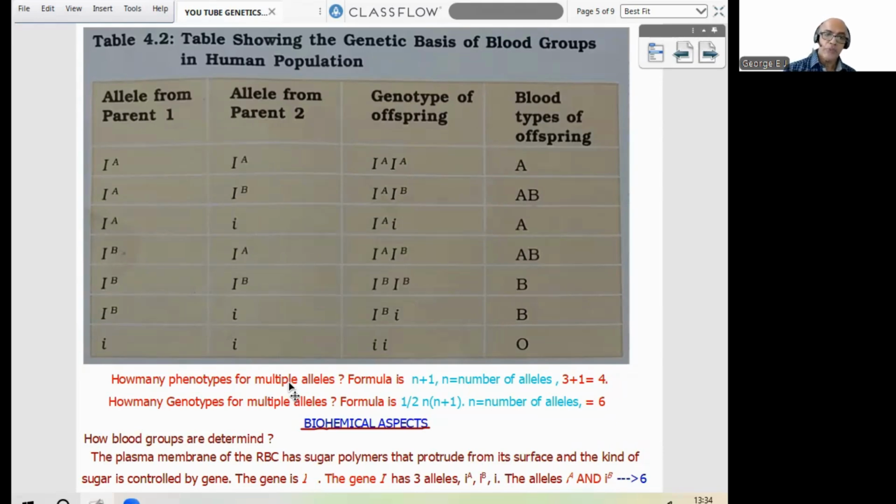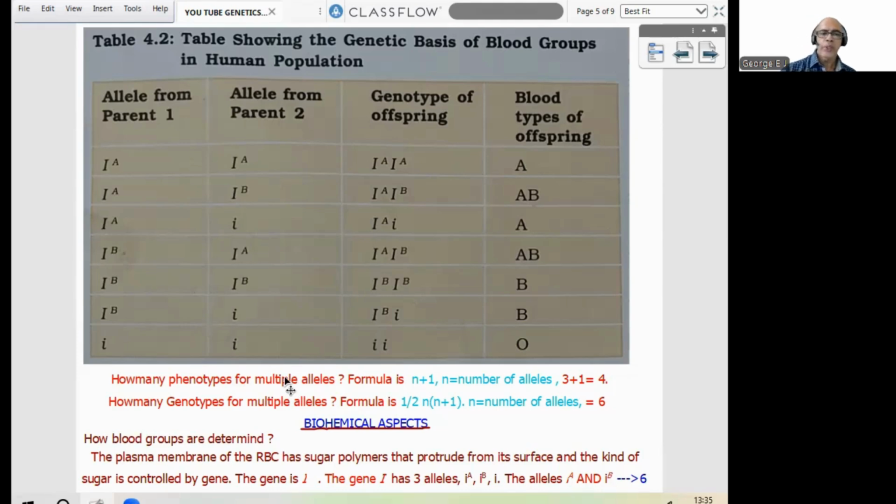How many genotypes for multiple alleles? There is a formula; we can write that formula in a different manner. Half n into n plus 1, where n is the number of alleles. So half into 3 plus 1, that is 1 and half into 4, it is 6. I think that idea is clear.